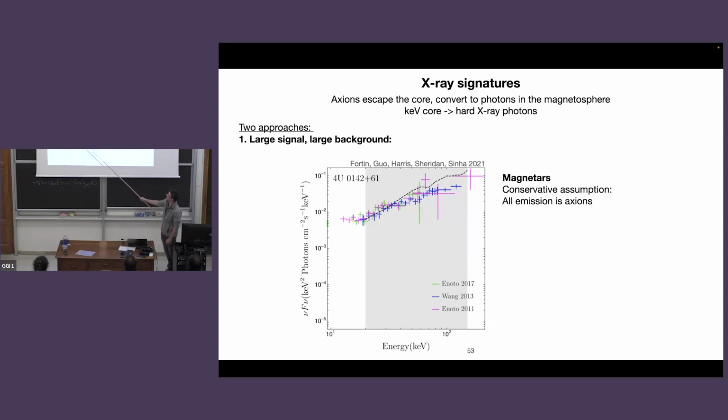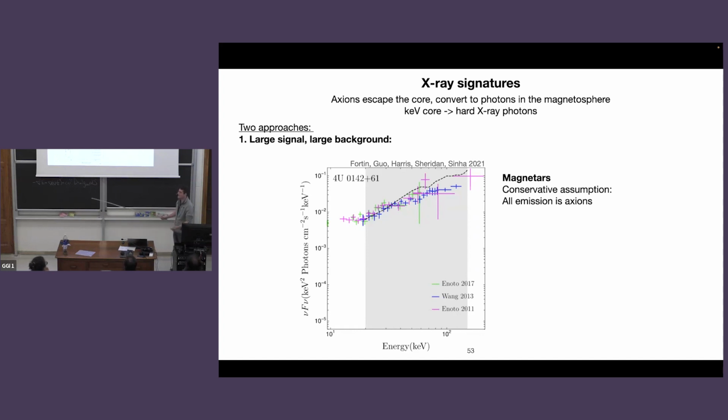The one approach is you look at a neutron star that has a very large signal. Those would be, for example, just magnetars because they're very hot. They produce a very large signal. The problem with magnetars is, of course, they are pulsars. They produce their own radiation. So given how little we understand about magnetars, it's impossible to actually model that. So we can't use it to actually detect an axion.